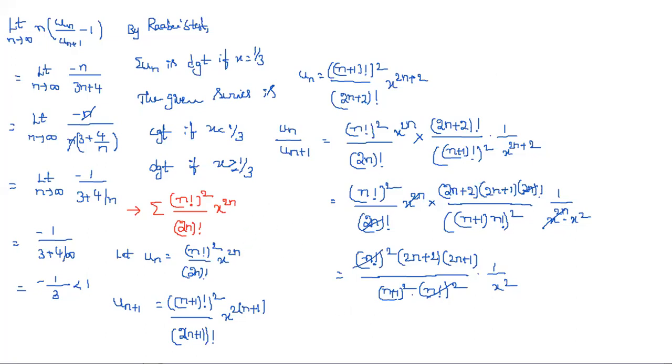Now we need to apply the limit for this. So limit n tends to infinity un by un+1. We can't substitute n as infinity directly here. Why? Because we'll get infinity by infinity. So for that, you can simplify this one. For simplification, take n as common: 2 plus 2 by n, and here also the same thing. If you take n as common, 2 plus 1 by n, whole thing by (n+1) whole square.